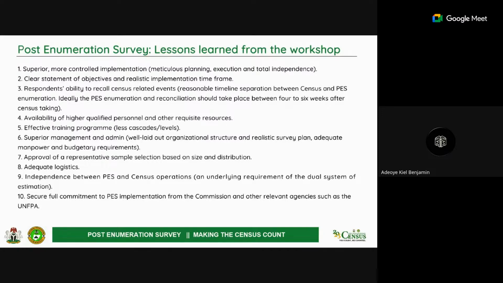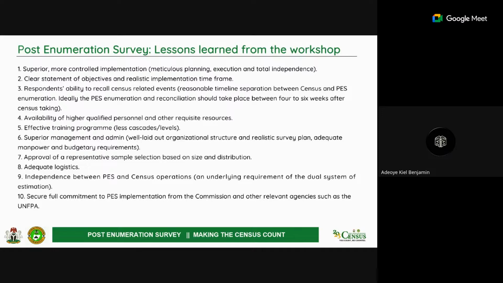Superior management and administration, a well laid out organizational structure, and adequate manpower and requirements. We've done all this. We finished all our handbooks, both for the census and enumeration, and for the field reconciliation. We've done all that, but that doesn't mean that it's perfected yet. So we keep reviewing and see areas of improvement.